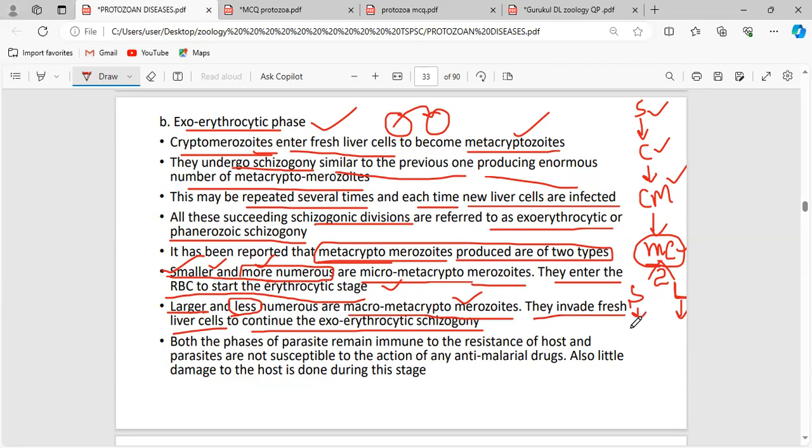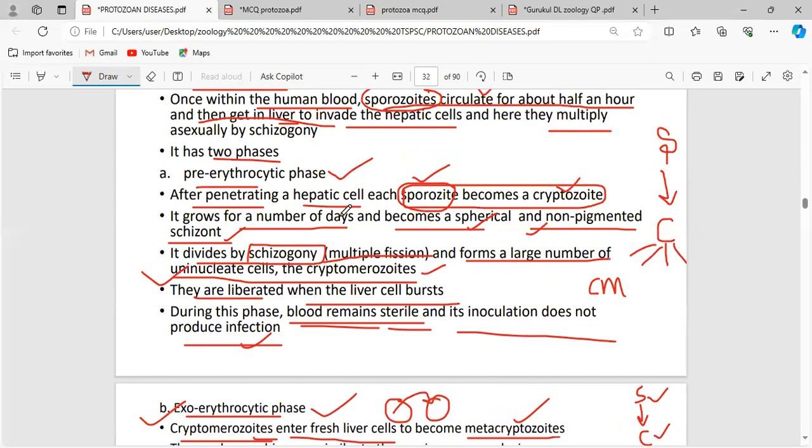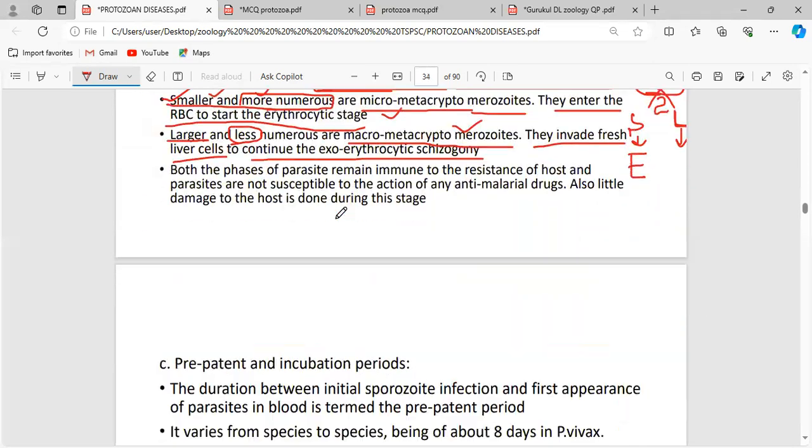The micro will enter into the erythrocytic phase, the erythrocytic zygogony. But the larger, the macro metacryptomerocytes, will continue the exoerythrocytic phase. What is the reason? The larger macro metacryptomerocytes continue the exoerythrocytic phase just to multiply their population. Okay, that's all about this chronological order, that's all about the liver zygogony.